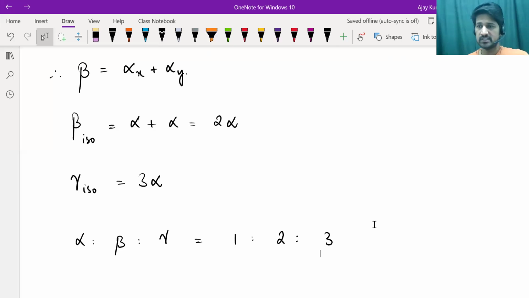So what does this show us? This shows us that if you know one of them, it's like knowing all three of them, provided it is isotropic. If they don't specify anything in the question, you will assume it is an isotropic material. Alpha, beta, gamma ratio will be taken as 1 is to 2 is to 3.